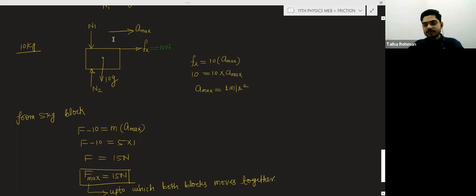This acceleration is not the actual acceleration. This will be the acceleration when there will be the maximum value of the force. We are just calculating the limiting values.